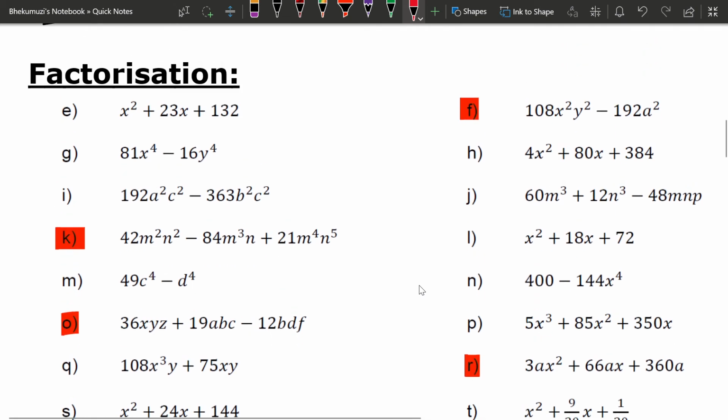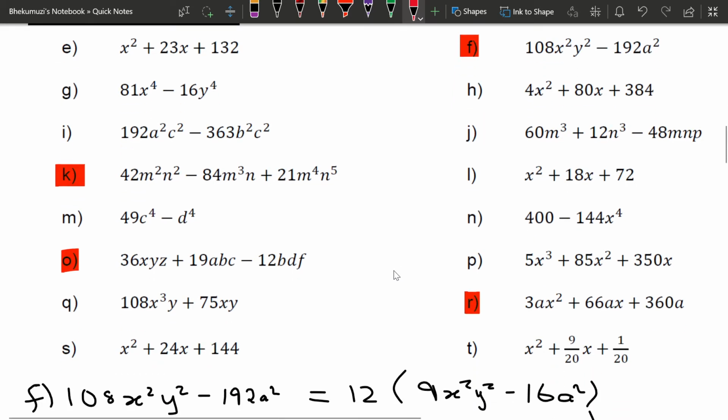Now, here's factorization again. In this case, in this question here, you'd find that they don't actually tell us what type of factorization we are supposed to use, whether it's common factor factorization, grouping, quadratic factorization, cubic, or difference of two squares. They have not told us. So here, it's about you being able to identify the type of factorization you need to do. So in this case, I will start off with the f. So with f, it says 108x squared y squared minus 192a squared, right?